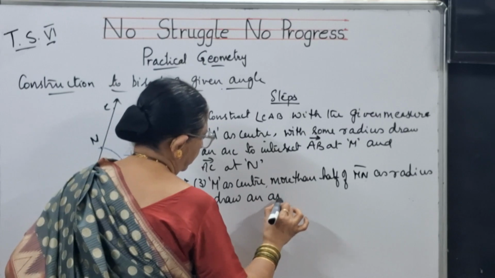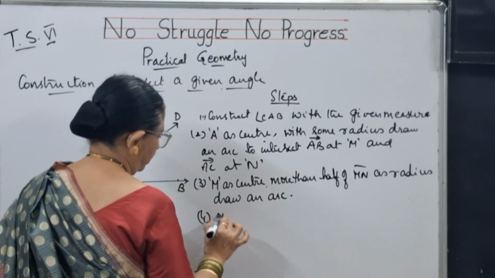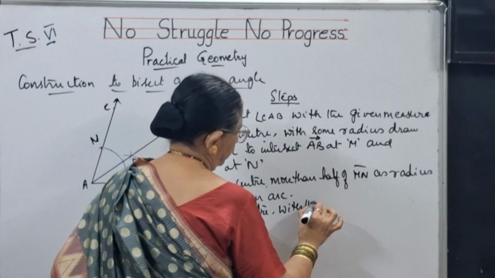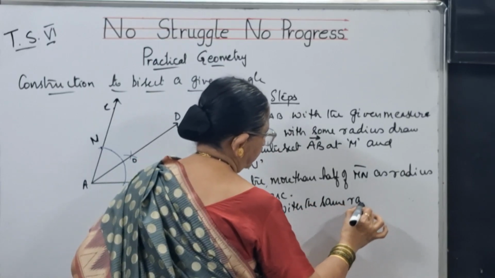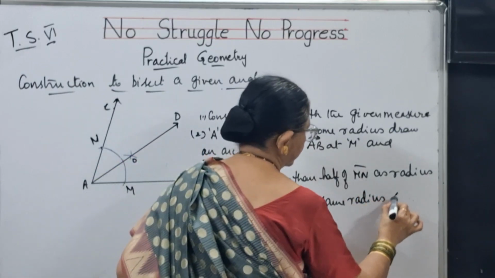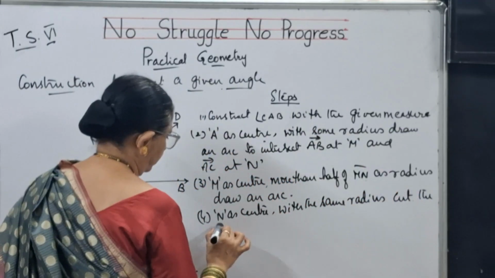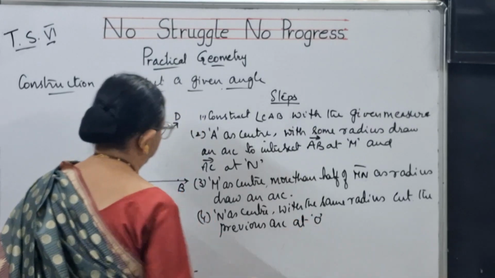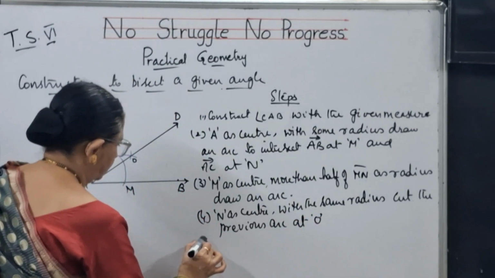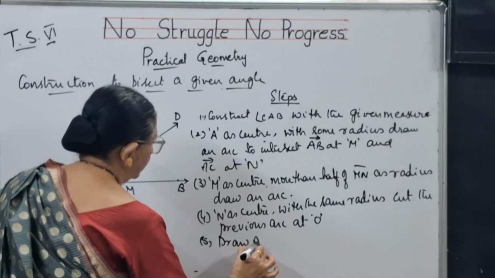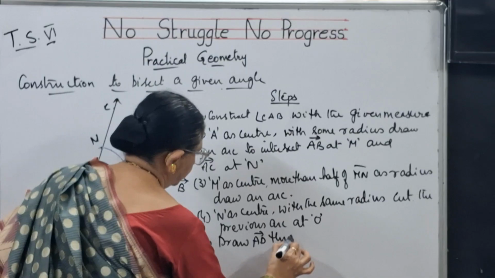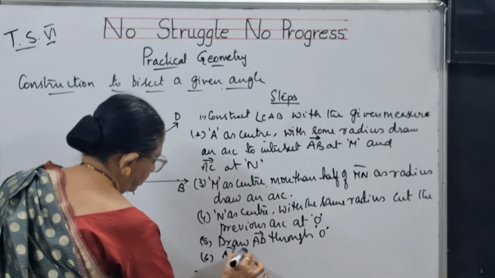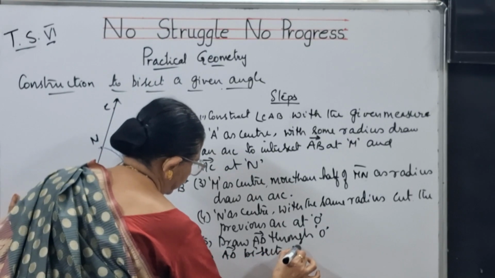draw an arc. Fourth one, N as a center with the same radius, cut the previous arc at O. Fifth point, draw AD through O. Sixth point, AD bisects angle CAB.